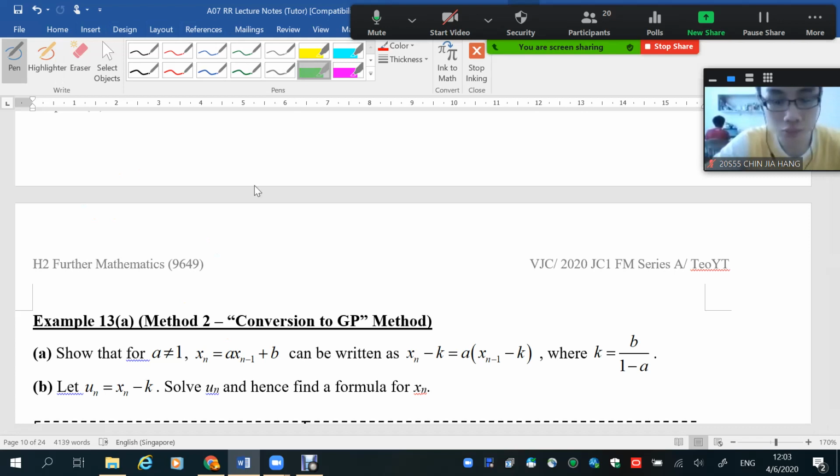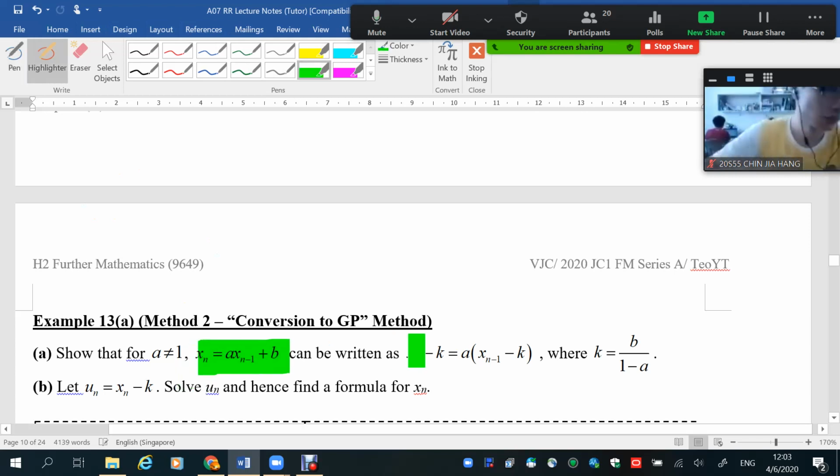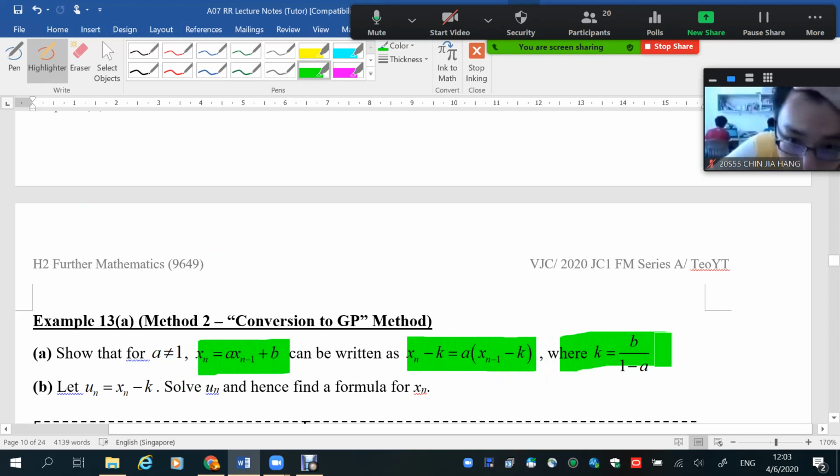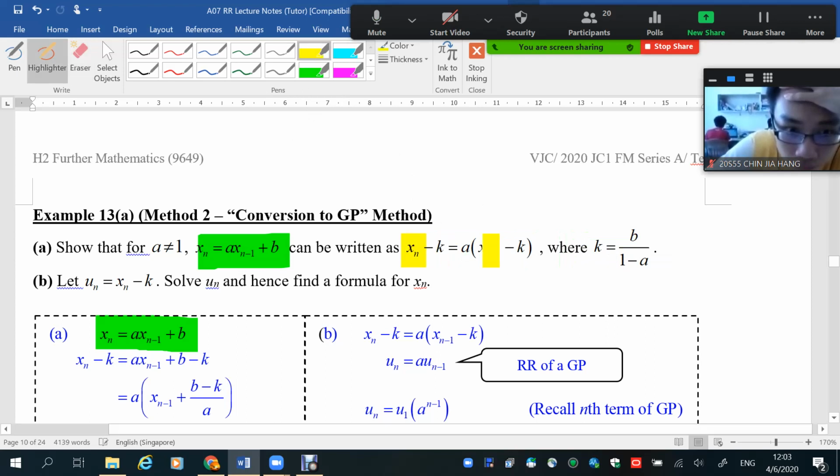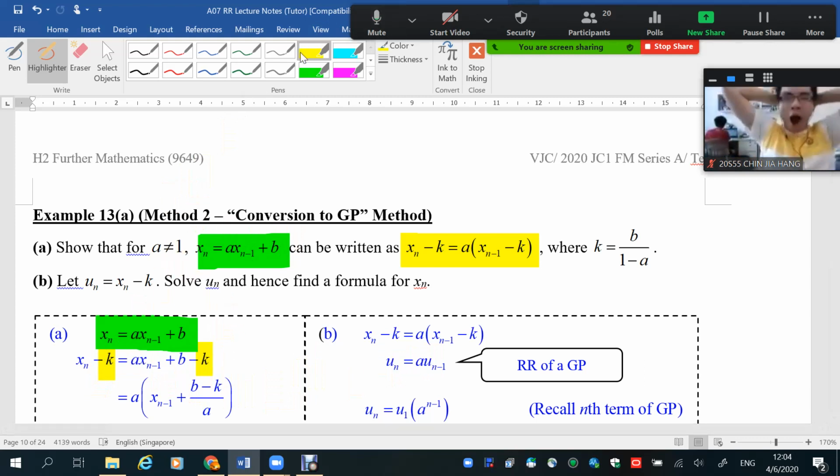Okay, so follow instructions. Show that this can be written in this form, where k is equal to this. So basically I'm just asking you to rewrite it in a certain expression. So what you need to do now is start off with this expression, because your job is to show that the green can go to the yellow. So I must start with the green. Then what I do next, follow me line by line, because you may not be able to follow. Next, I'm going to subtract k on both sides.